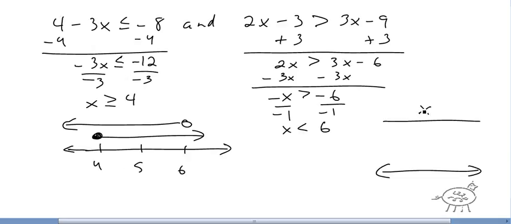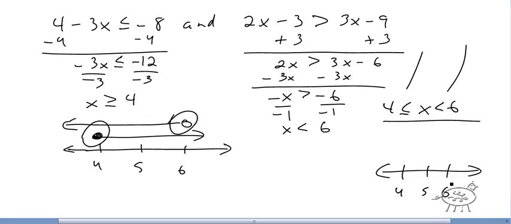So x is between 4 and 6. Here's the closed dot, here's the open dot, and there's the inequalities right there. And then your graph is going to look like this. 4, 5, 6, between 4 and 6. So that's basically what AND problems are. We've done a lot of examples, and that's the look of it.